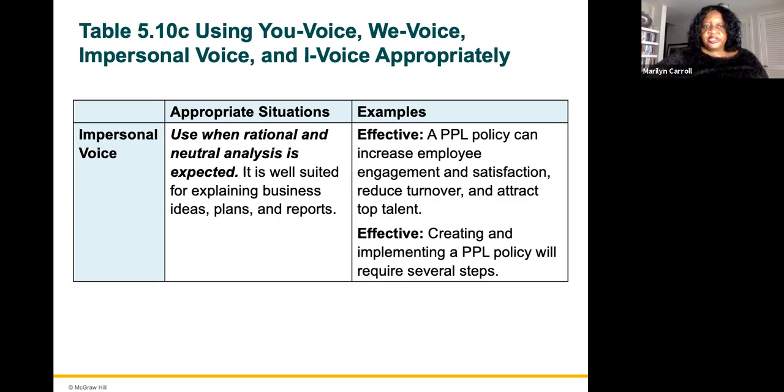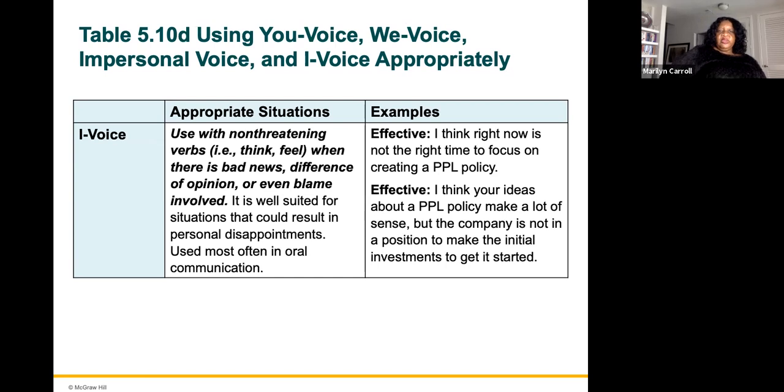Using you voice, we voice, interpersonal voice, and I voice appropriately. Appropriate situations: use when rational and neutral analysis is expected. It is well suited for explaining business ideas, plans, and reports. Example: A PPL policy can increase employee engagement and satisfaction, reduce turnover, and attract top talent. Another effective way could be: creating and implementing a PPL policy would require several steps.